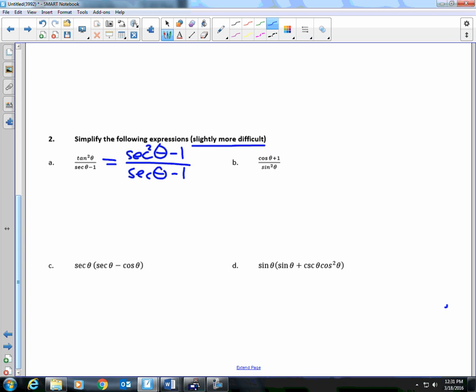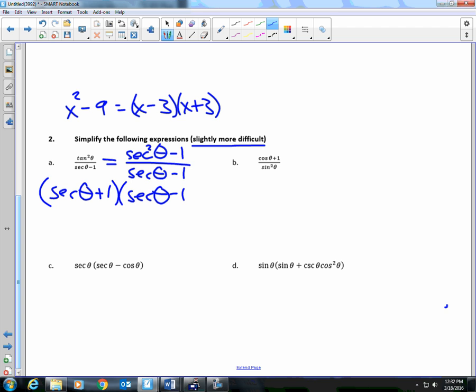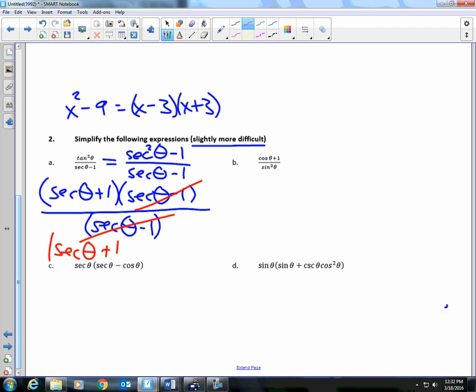I also recognize that secant squared minus 1 is the difference of two squares. If you had x squared minus 9, that would factor to x minus 3 times x plus 3. So therefore, secant squared minus 1 factors to secant plus 1 times secant minus 1. What happens? Cross off secant minus 1, so we get secant of theta plus 1. That's all that.